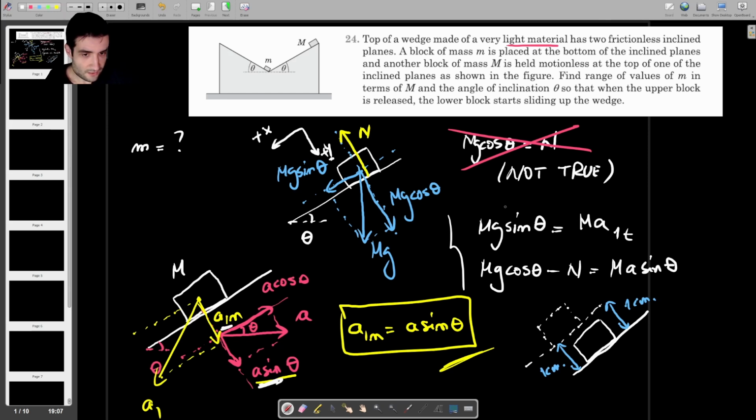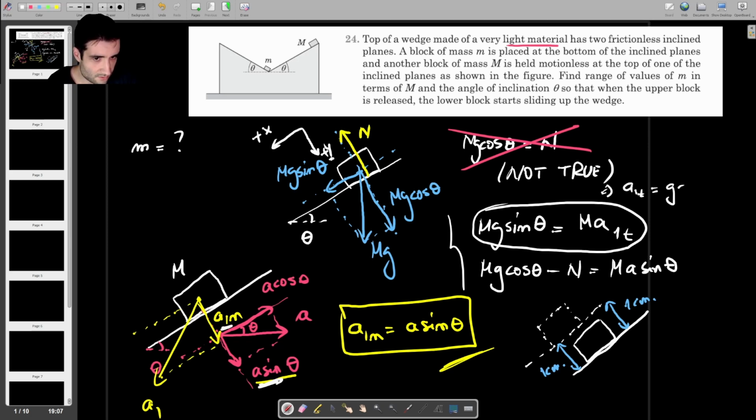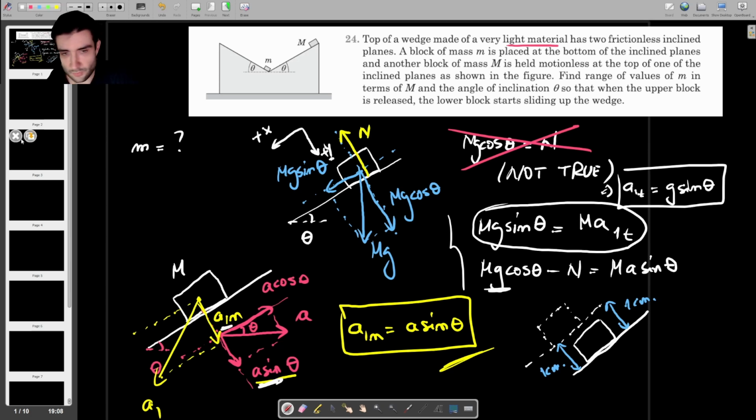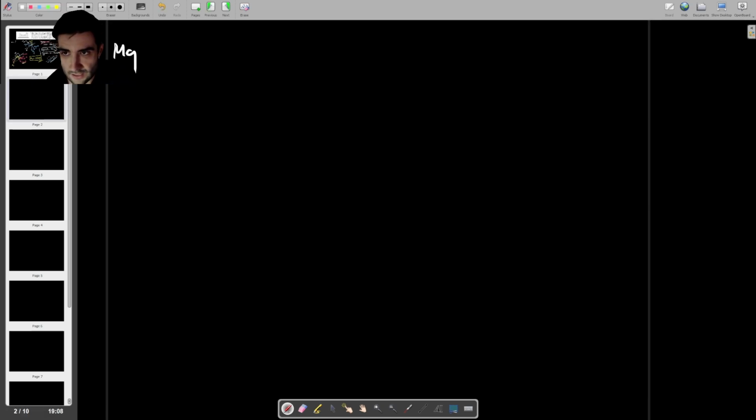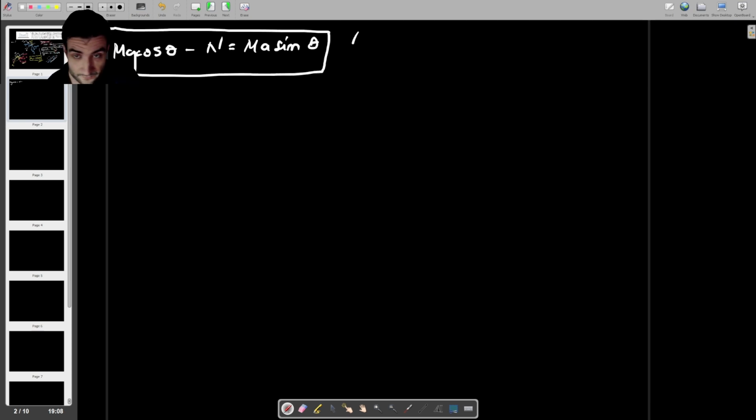Okay, so this equation is not really going to help us too much. I mean, we can find what A1t is, which is g sine theta, but again, this is not going to be very helpful, as you'll see in a bit. But what we can say is this equation, I'm going to rewrite it on the next page. So we have mg cos theta minus n equal to ma sine theta. And I'm going to call this, for now, equation 1.